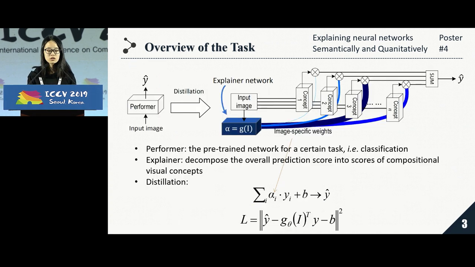The target network to explain is called a performer. The basic idea is to distill knowledge from the performer into an explainer network. The explainer aims to decompose the overall prediction score into scores of compositional visual concepts. The objective is to let the explainer mimic the logic of the performer and estimate weights for the visual concepts. The weights of visual concepts are formulated as a function of the input.